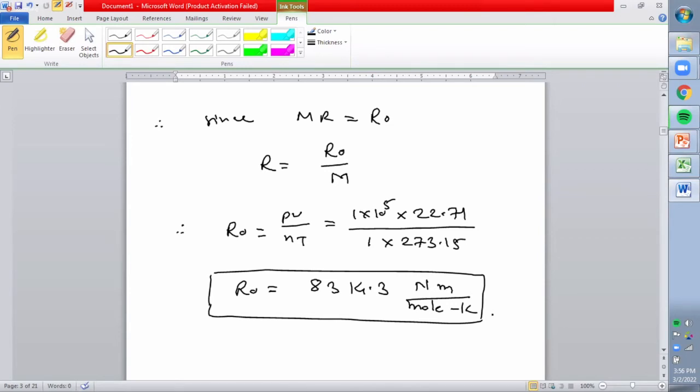So if the value of R naught is given to you, and if you know the type of the perfect gas or the ideal gas, then you can easily find out the value of R. Yes or no? Yes, sir. So this relation is very important with respect to the numericals.